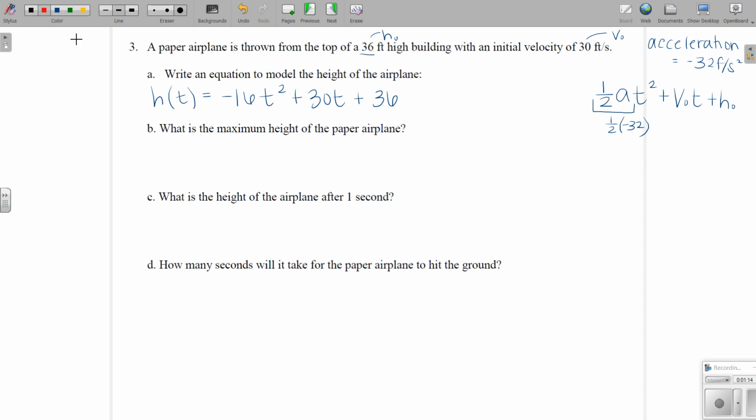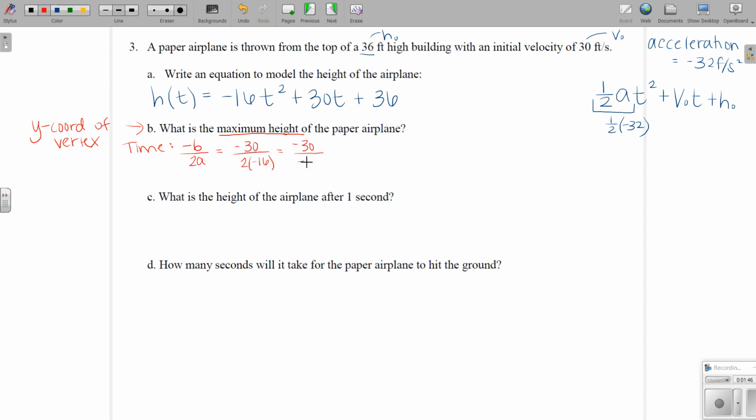What is the maximum height of the paper airplane? So think about what it is that we're being asked here. For the maximum height, remember that this is the y coordinate of your vertex. Now, to get the y coordinate, we're unfortunately going to have to first find the x coordinate. So even though it doesn't ask for it, we still need to figure out when this actually occurs. So we need to do negative b over 2a.